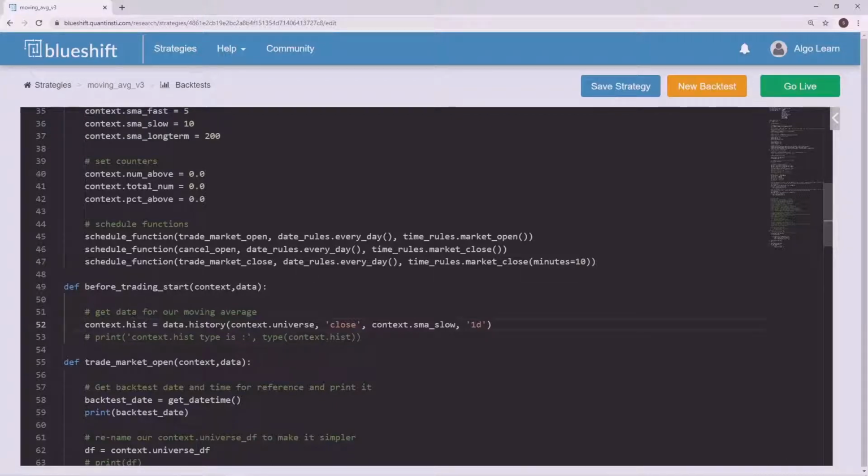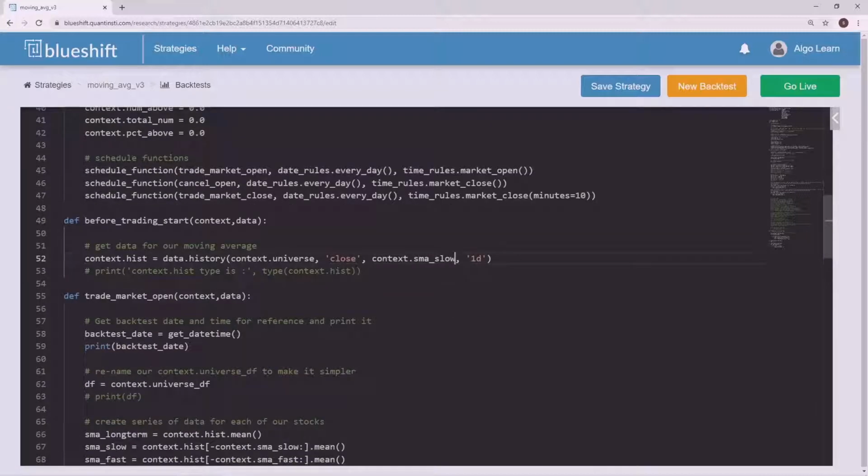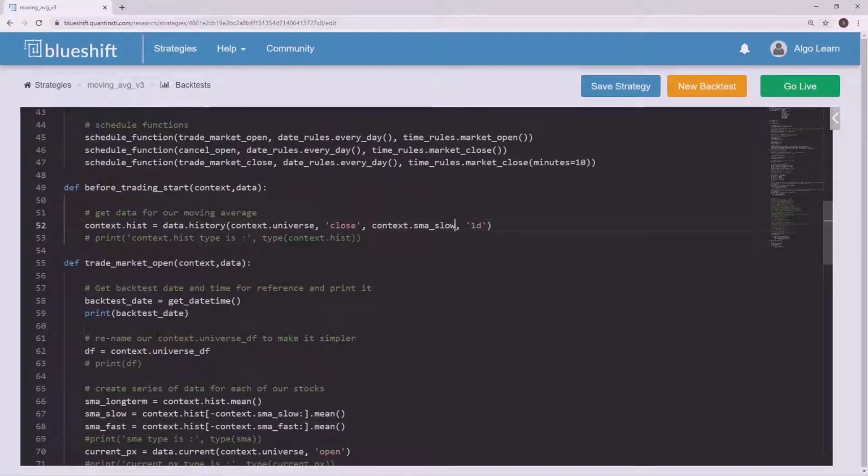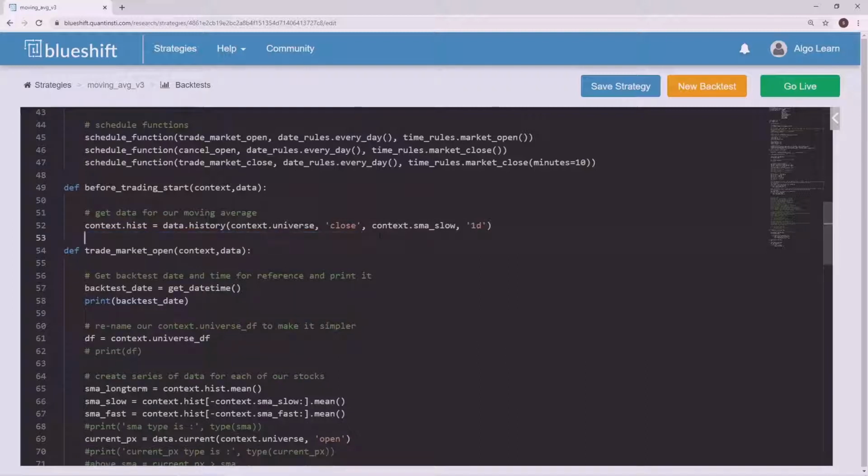So the previous day's close. So the previous 10 days, we're going to pull the closing price of both Apple and Deere, and we're going to do that before trading starts. And so we'll have our data. All right, and then I'm going to go ahead and just eliminate this, so we don't need that anymore. So now we have market open, and so we're getting the backtest date. We're printing the date and time, so we'll have that.